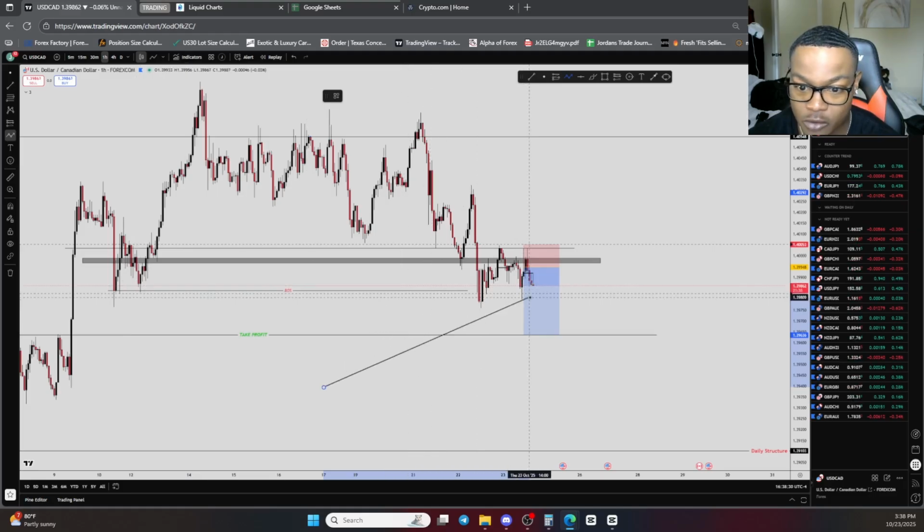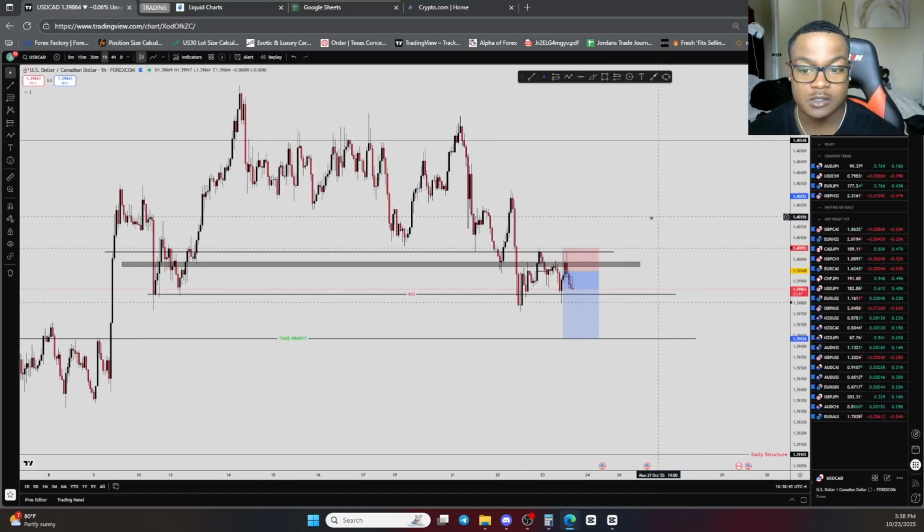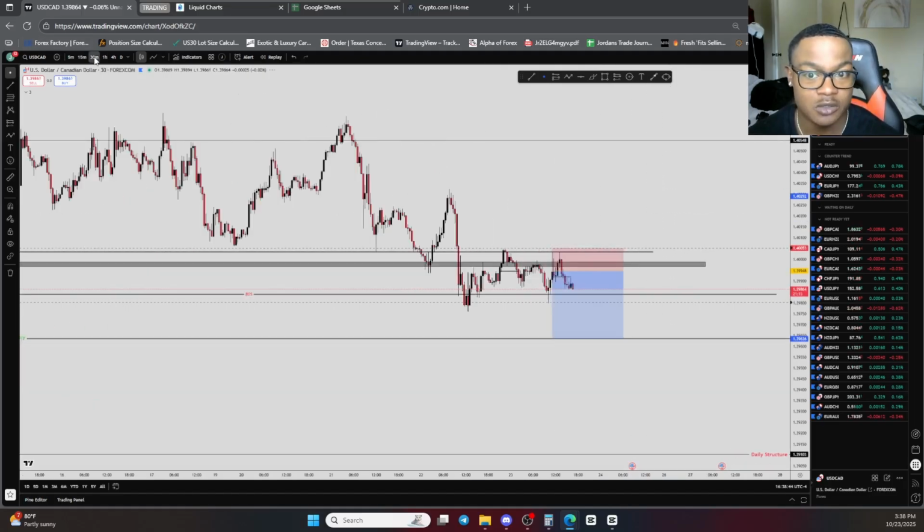I would love to see price get below. This is why I have that alarm right there. I'm gonna wait for price to get below. I'm actually gonna move it a little bit more. If we can break past this level, dude, targets, I see those getting smashed. So let's see what happens. I'm gonna update y'all later.